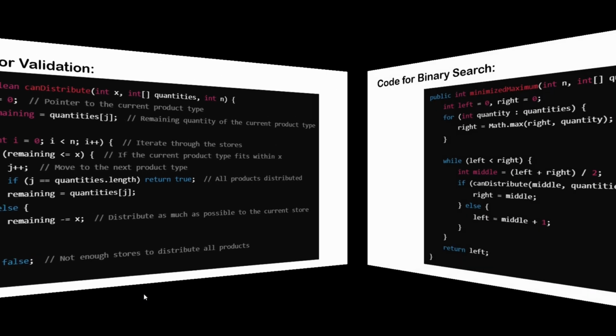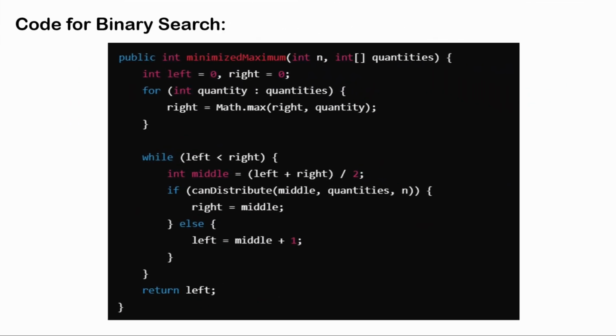Next, we implement the main function minimizeMaximum, which uses binary search to find the smallest possible x. Here's the code. Left is initialized to 0 because stores can have 0 products. Right is initialized to the largest quantity in the array. We loop through the array to set right to the largest product quantity.